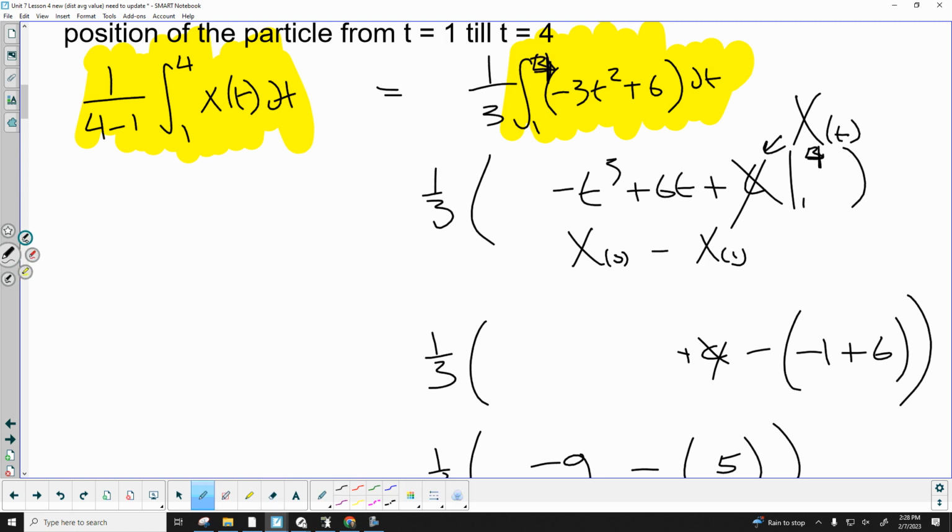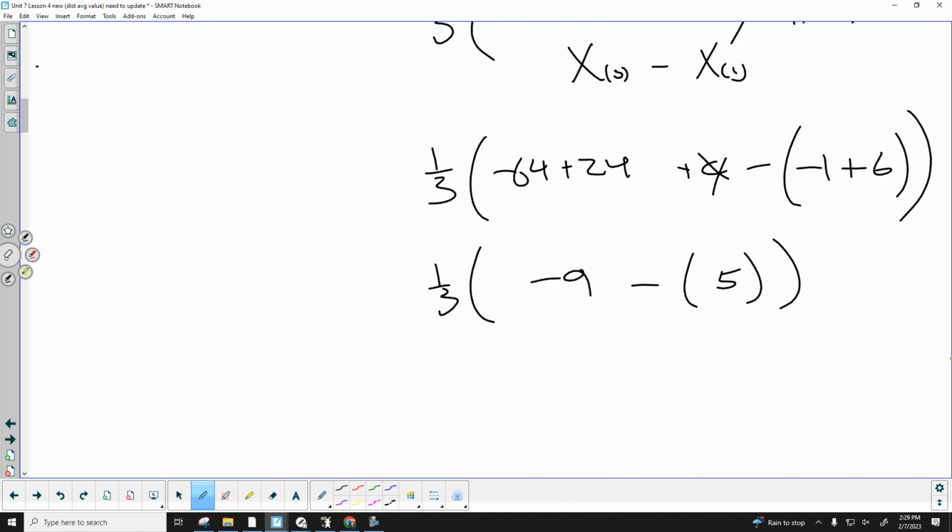Four cubed is what? 64? -64. This is positive 24. All right, that's going to work out. That's -40. -40 minus 5. What did I do? -40 minus 5 is -45. -45 divided by 3 is -15.